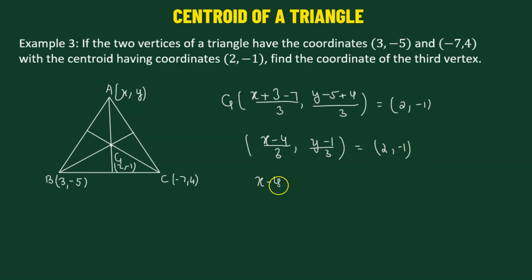So we have (x − 4)/3. So this will be equated with 2. Solving for x, we have x − 4 = 6. So x comes out to be equal to 10.